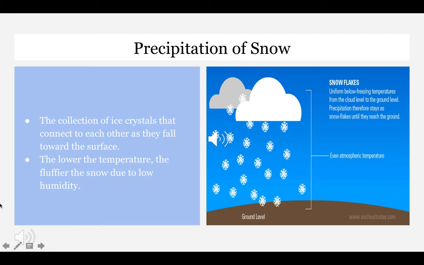When we're talking about the precipitation of snow, we're focusing on the fact that ice crystals form in these clouds and continue to fall, they connect to each other as they fall, and because they connect, they grow into the structure of snow. The lower the temperature, the fluffier the snow due to low humidity. Think about how if there's more water in the air, it can become more condensed, making it a little more watery, whereas less water in the air makes it fluffier and a lot more dry kind of snow.